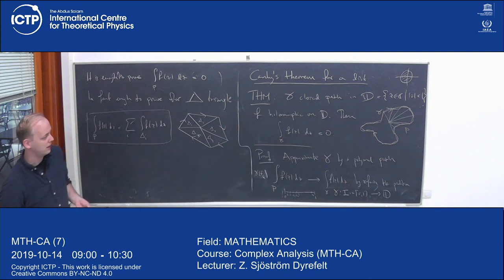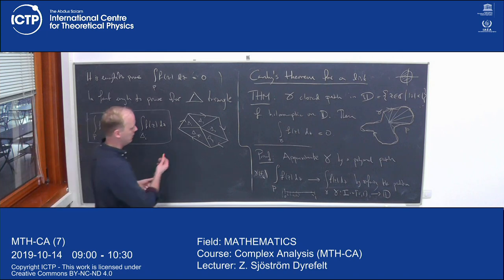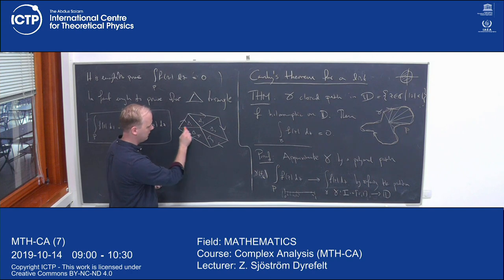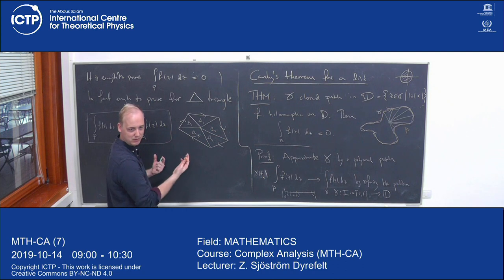And it has to do with the fact that when I go around the triangle in one direction, if I go along this segment here, and I integrate in this direction, and then I integrate in the other direction, then I have undone what I did. So nothing has happened. Okay? So this is what happens.